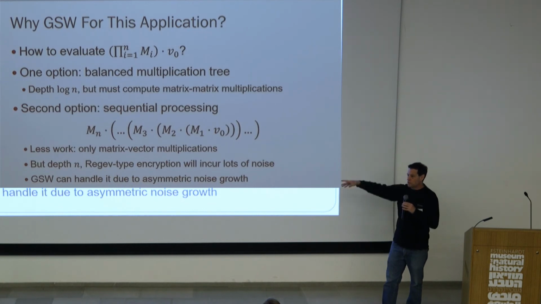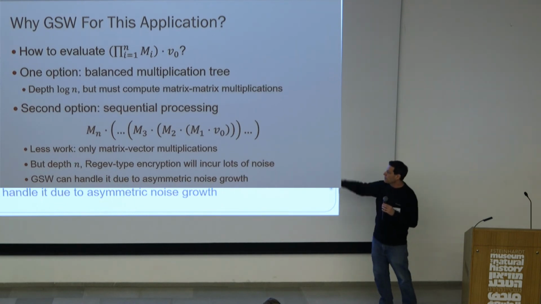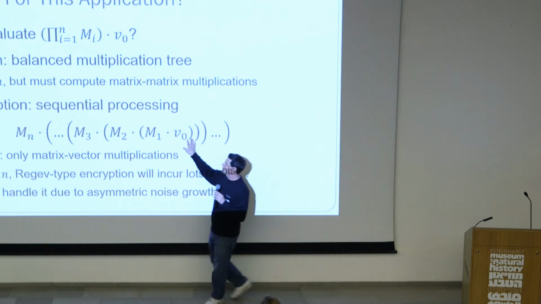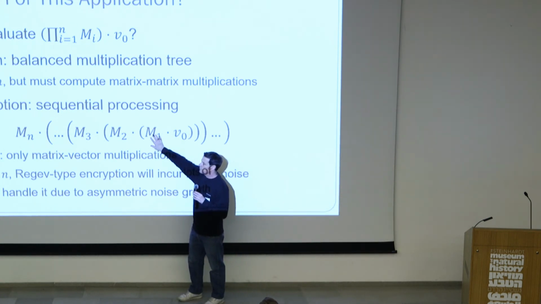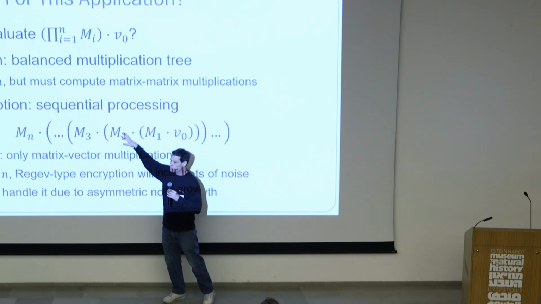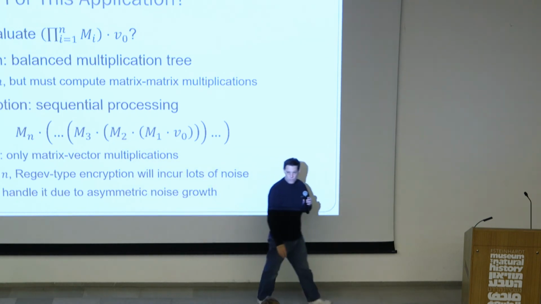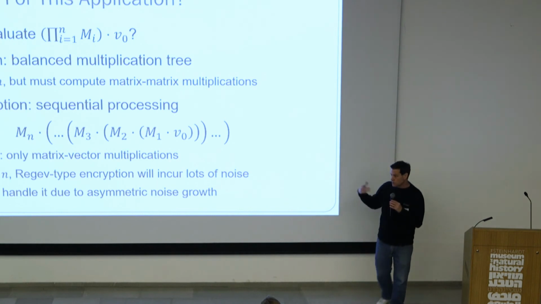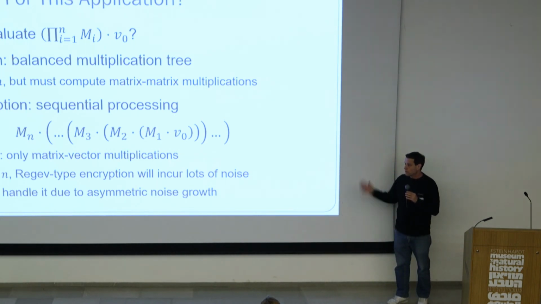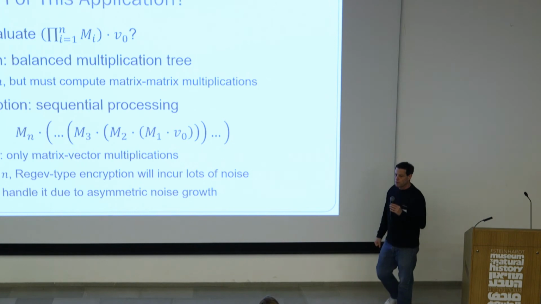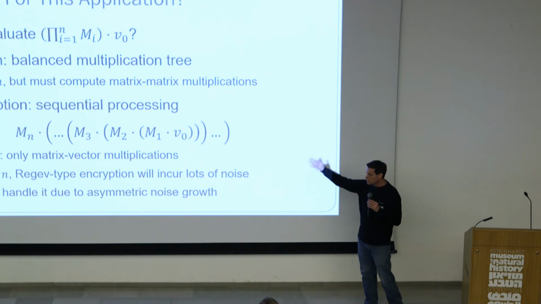One is a balanced multiplication tree, which is nice in the sense that the depth is low, but is nasty in the sense that you need to do matrix by matrix multiplication. The other one is you do it sequentially. First multiply it by M1, get another vector, then multiply that other vector by M2, etc. Now you only do matrix by vector multiplications, so you save a factor of n in work, but it's sequential. The depth here is n. If you were to use a Regev type cryptosystem to do that, the big depth will kill you.